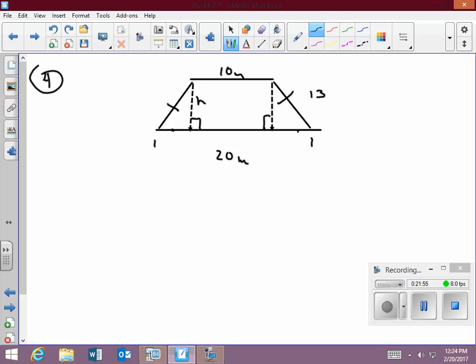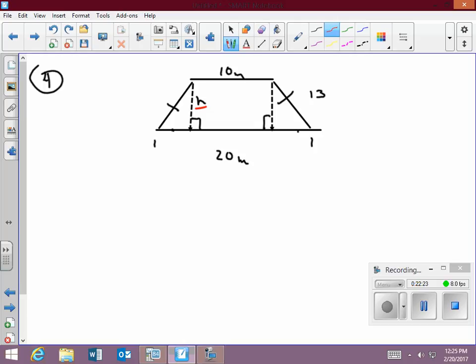But what we need, they want the area, right? So what we need to calculate is this. So any ideas? Yeah, we can solve for h. So how are you going to do it? 169 on one side, the hypotenuse, 13 squared.